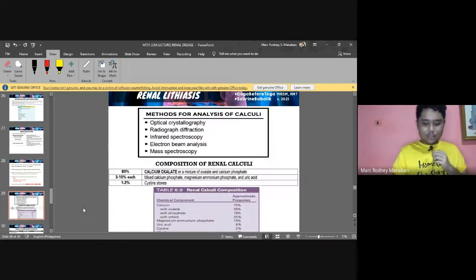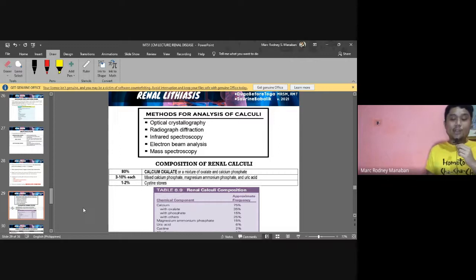All right, okay, so we go now to the methods for the analysis of calculi. You have, of course, optical crystallography, radiographic diffraction, infrared spectroscopy, and electron beam analysis and mass spectroscopy. So these are high-end techniques, dears, okay? In routine laboratory, I have no experience identifying kidney stones. I have no experience with that in my two hospitals. But in some hospitals, I think they offer these services, but it seems we don't have these other high-end methods. But some high-end laboratories, of course, have this.